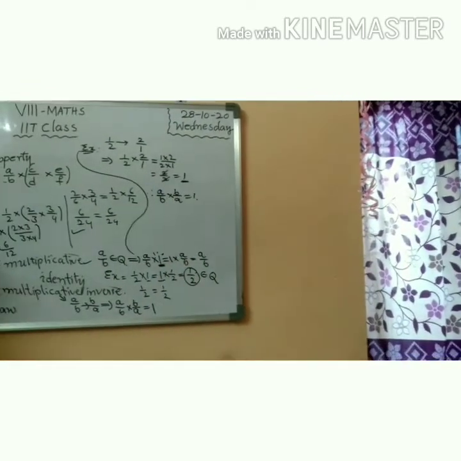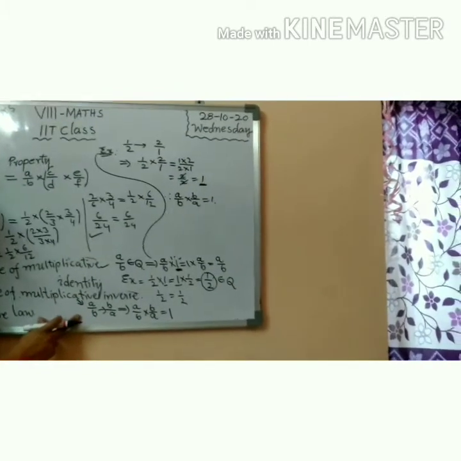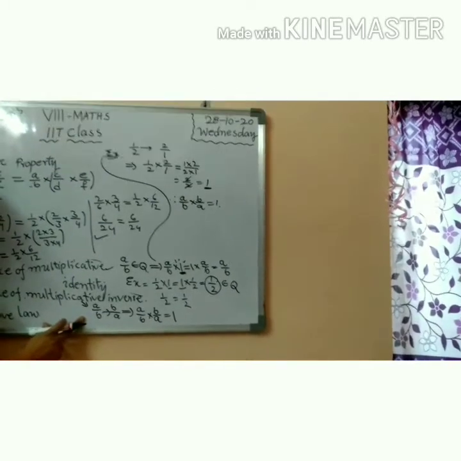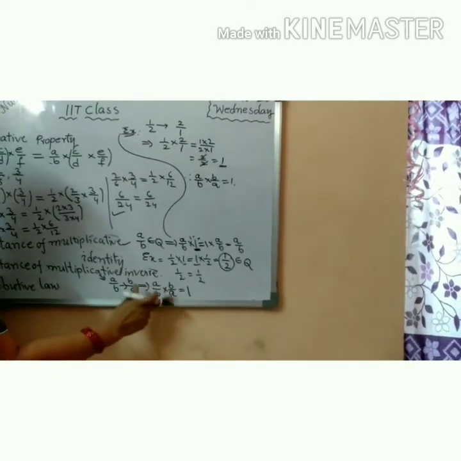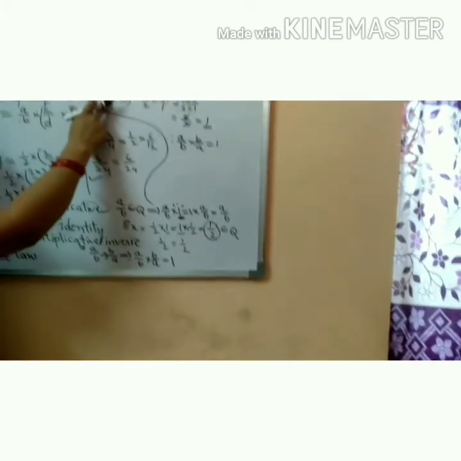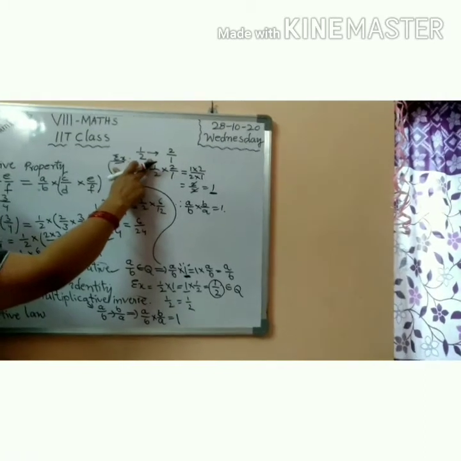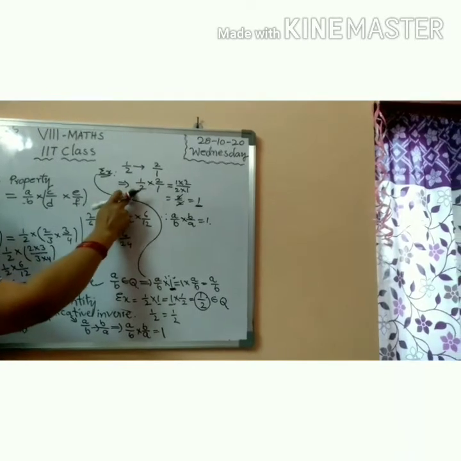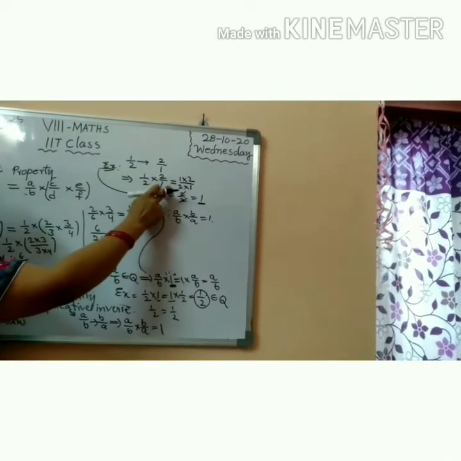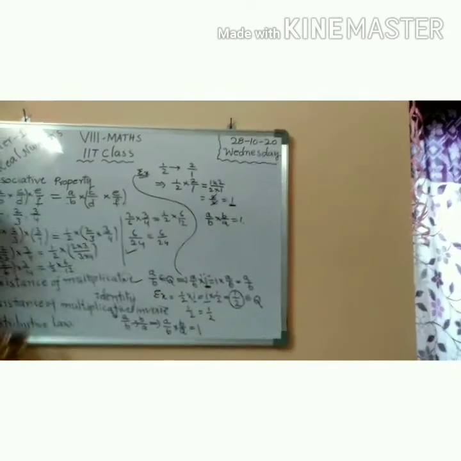Did you understand, children? Existence of multiplicative inverse: take the rational number a/b. The multiplicative inverse of a/b is b/a, so a/b × b/a is equal to 1. For example, take the rational number 1/2. The multiplicative inverse is 2/1, the reversed fraction. So a/b × b/a is equal to 1. This is the existence of multiplicative inverse.